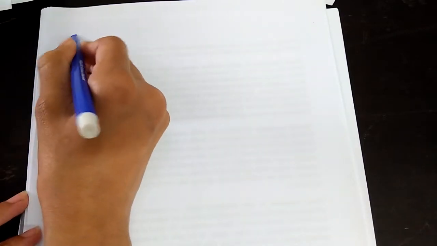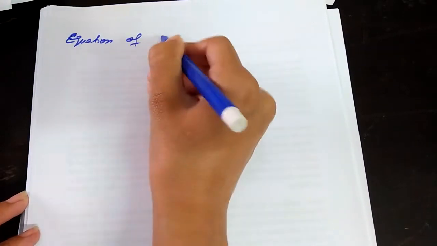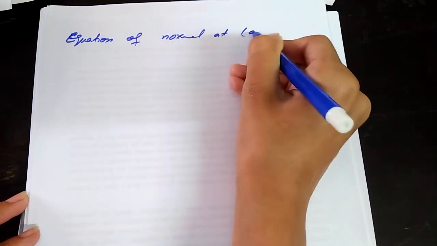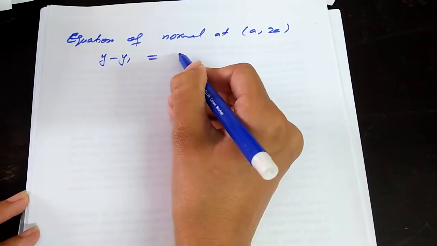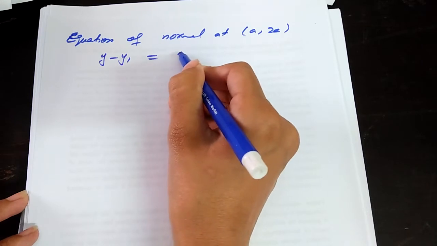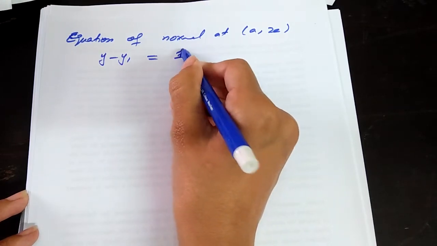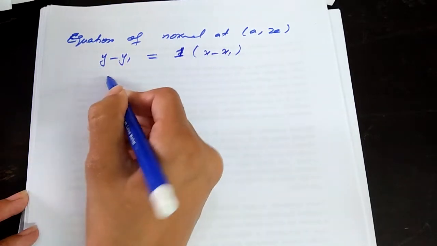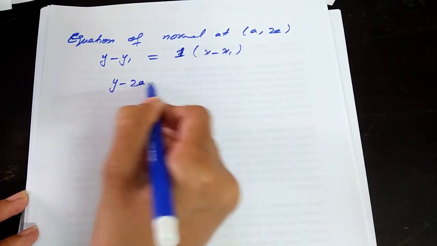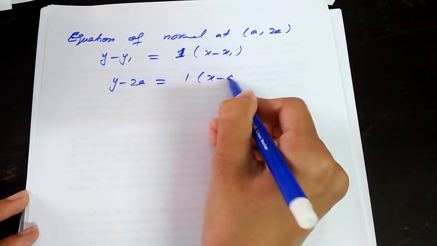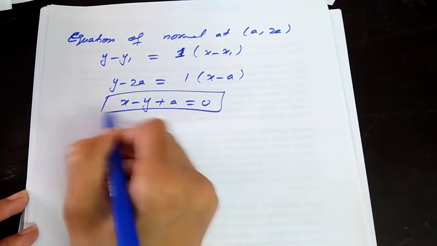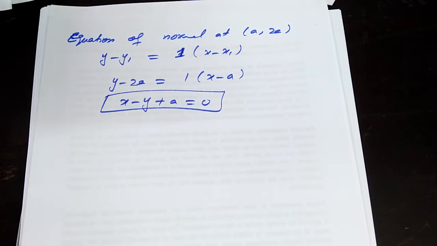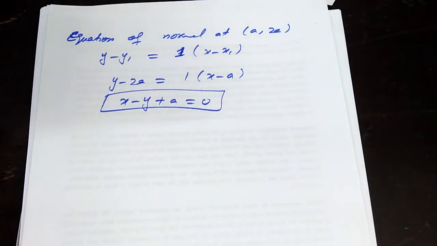So now the equation of normal at a, 2a, the same point, will be y minus y1 equals the slope of normal, which is 1 here, into x minus x1. That will be y minus 2a equals 1 into x minus a. After rearranging, you will get x minus y plus a equals 0. So this is the equation of normal here. In this way, you can solve question number 10 and question number 11 as well.